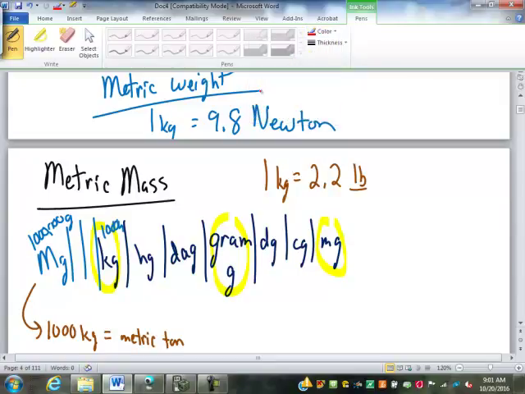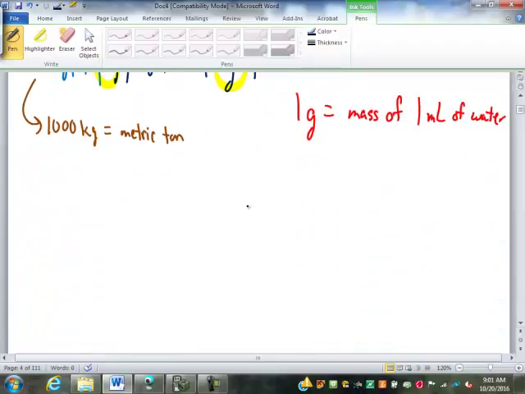And as we mentioned with our capacity yesterday, 1 milliliter was 1 centimeter by 1 centimeter by 1 centimeter, or 1 centimeter cubed, 1 cubic centimeter. 1 gram is defined to be the mass of 1 cubic centimeter, or 1 milliliter, of water. So with that information, we can actually do some pretty interesting conversions here.